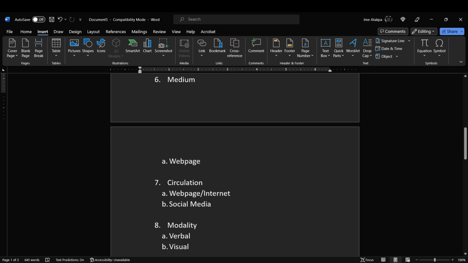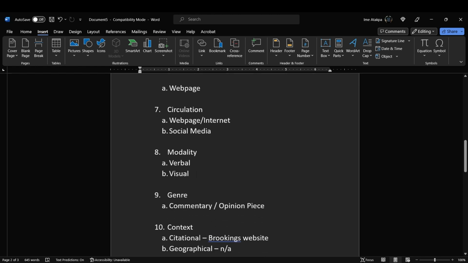For circulation, the way that this information gets from the speaker to the audience, from the speaker to me, is through the internet. So that's fine for circulation. Social media would be a secondary circulation. There were icons on the page so that you could share to the app formerly known as Twitter, Reddit, email, LinkedIn. So you can imagine that some people did probably circulate the message in that way. Modality, verbal because there's words that are being used, visual because I have to look at the words in order to receive the message.